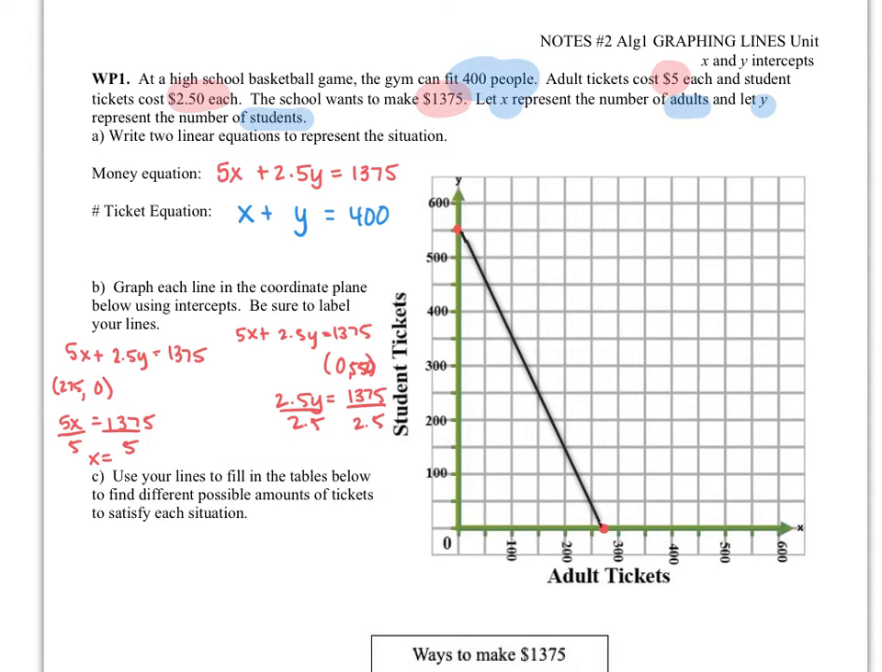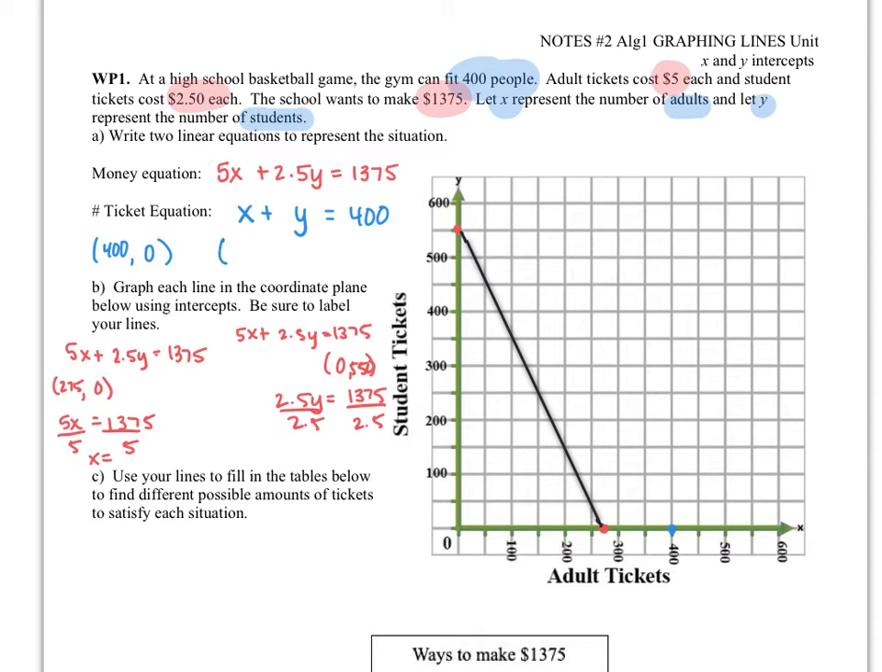My next task is to graph my second equation, x plus y equals 400, using x and y intercepts. Again, for my x-intercept, I know that my y-coordinate is going to be 0. If y were 0, this equation would say x plus 0 equals 400, which means x would equal 400. Which also kind of makes sense, because this means that y, which is students, if the students were 0, but I still needed a total of 400, I would need 400 adults to go.